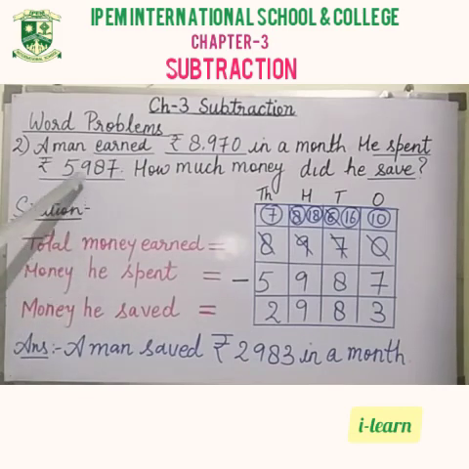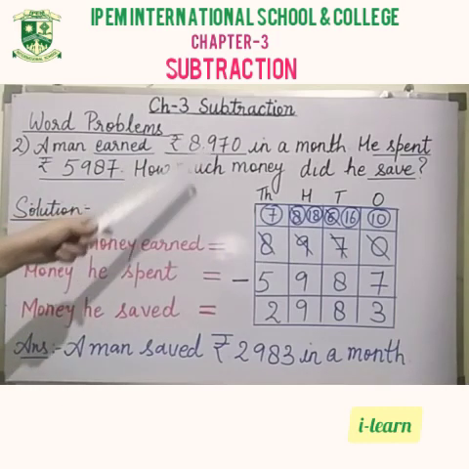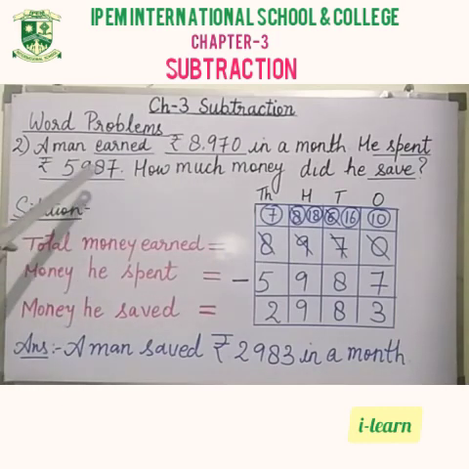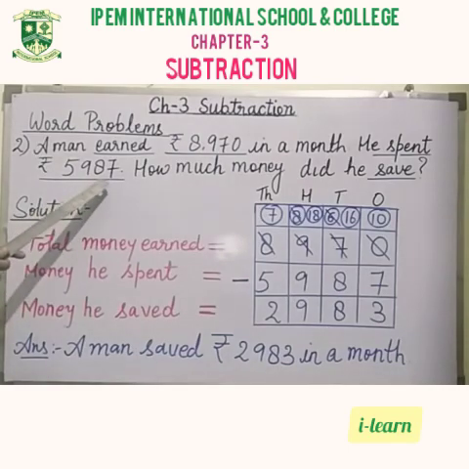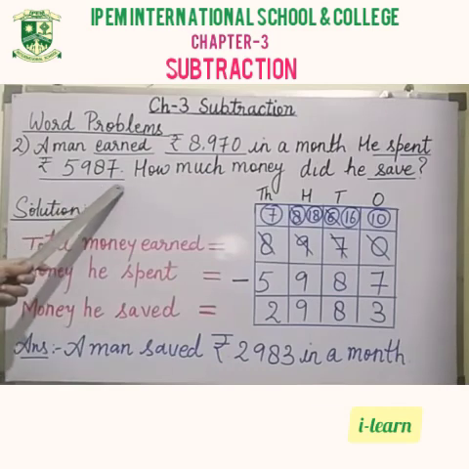So what is the amount a man earned in a month? He earned 8,970 rupees. And he spent 5,987 rupees in a month. Now we have to find how much money he saved. So here we will do subtraction because we have to find out the leftover amount.